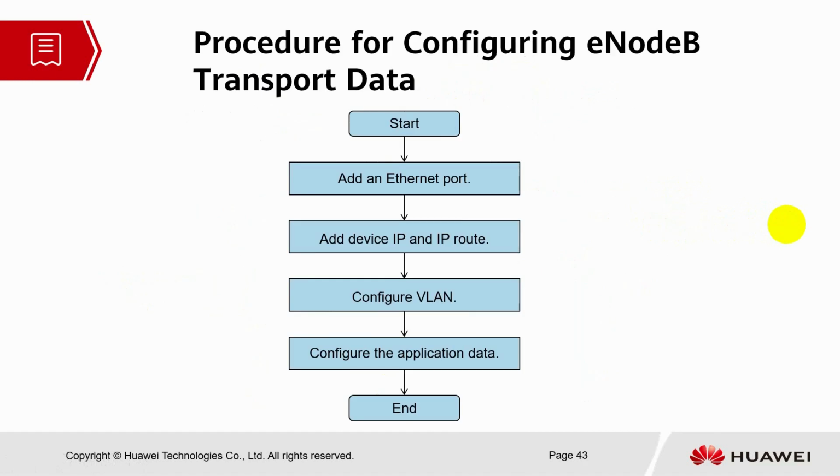So let's look into the procedures to configure eNodeB transport data. When we start, we will add an ETH port. Then we add a device IP and IP route. This one is actually adding the logical IPs, and the route is actually referring to layer 3. Configure the VLAN to suppress the broadcast storm, and configure the application data.